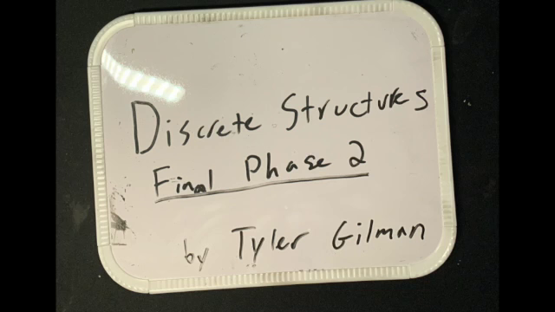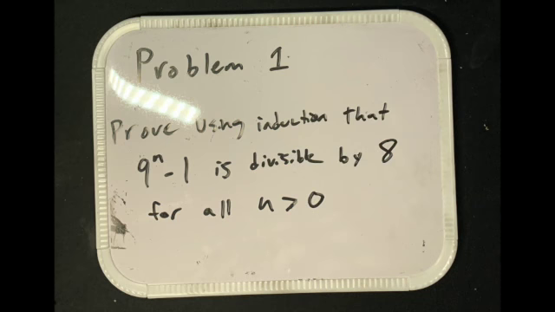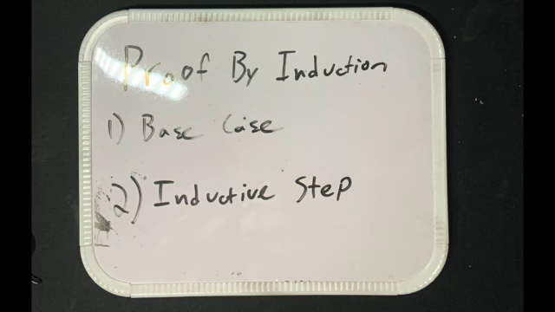Hello everyone, today we're going to be doing some weak induction. So the problem that we're trying to solve is to prove using induction that 9 to the n minus 1 is divisible by 8 for all n greater than 0. In order to prove with induction, we must have a base case and an inductive step.